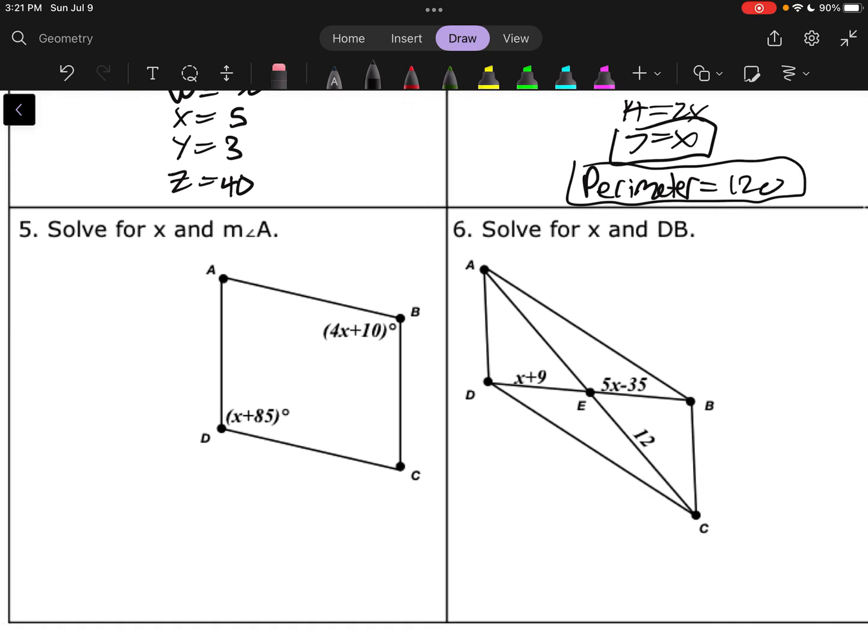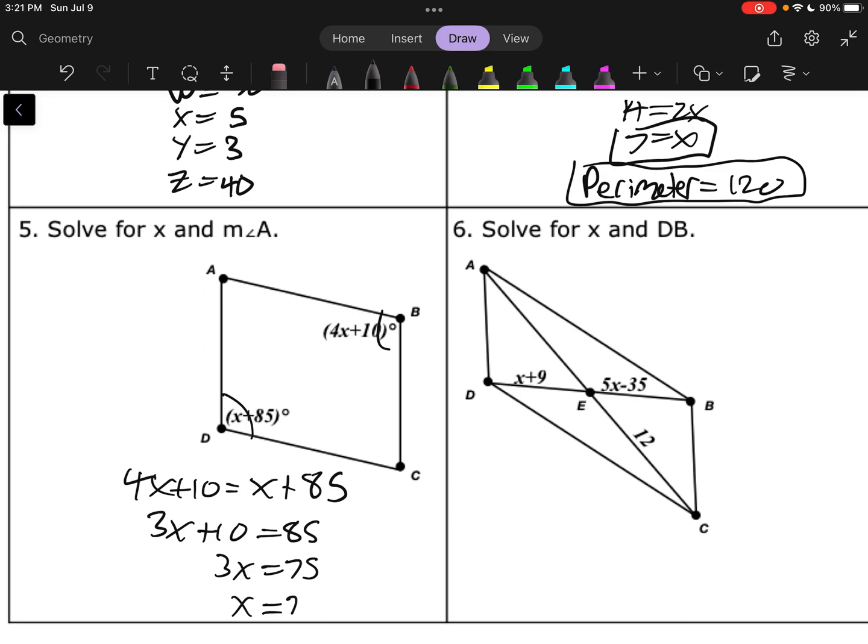For this one, solve for x in the measure of angle A. Those are opposite angles there. Those should be the same. So I'll do 4x plus 10 is equal to x plus 85. That's 3x plus 10 is equal to 85. That's 3x is equal to 75.